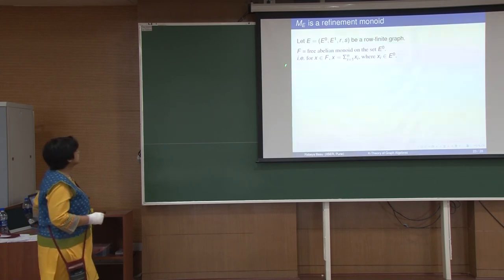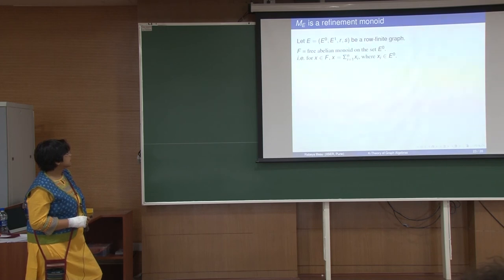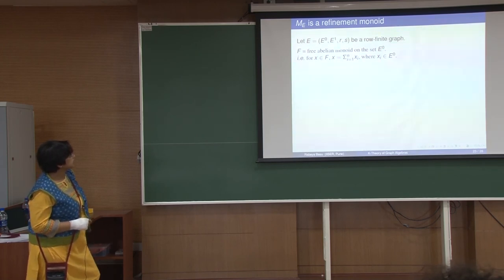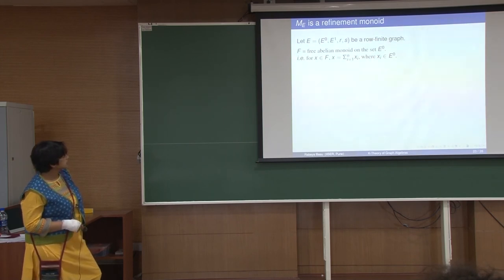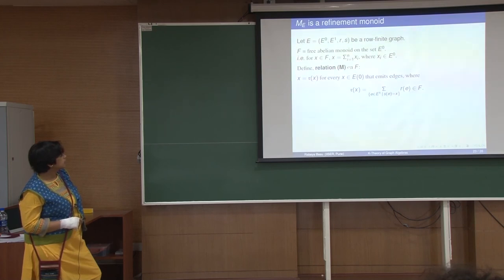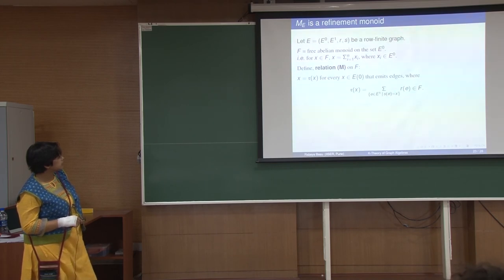So here, we start with a row finite graph and construct the free abelian monoid on the set E0. Each element of F can be written as a summation of xi, where xi is in E0. Then we define a relation on F: x equals Rx for every x in E0 that emits edges, where Rx is, again from this construction you remember, the summation of r(e) such that s(e) is x. So basically we are quotienting by x minus Rx. You are making x equal to Rx.